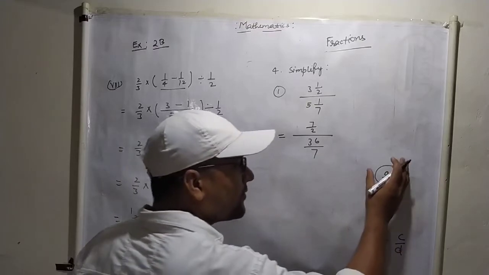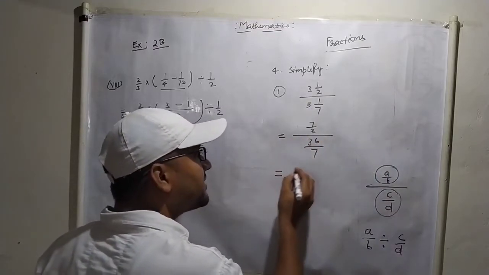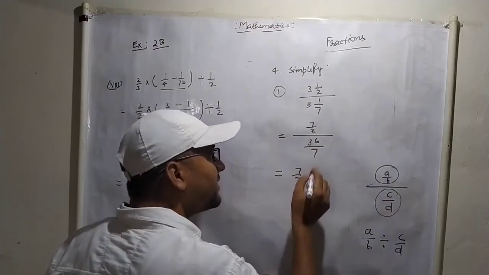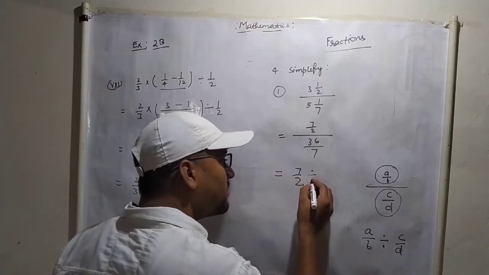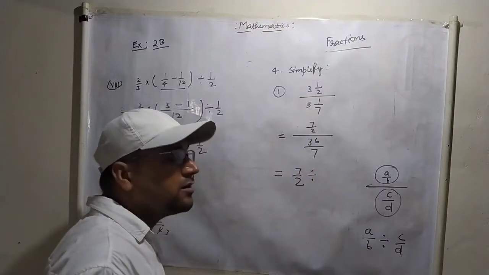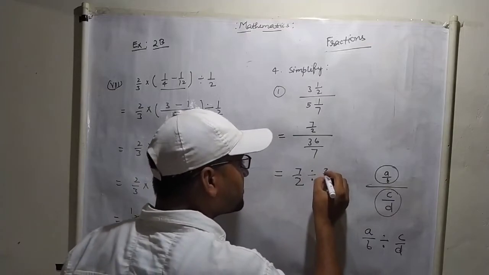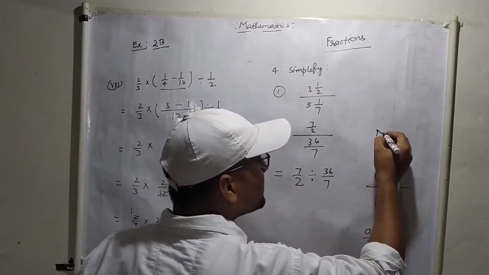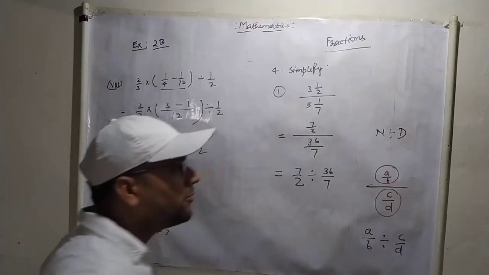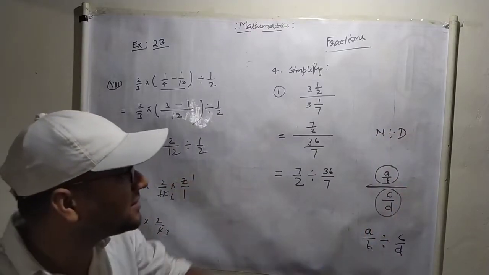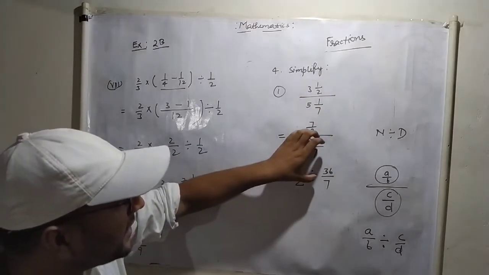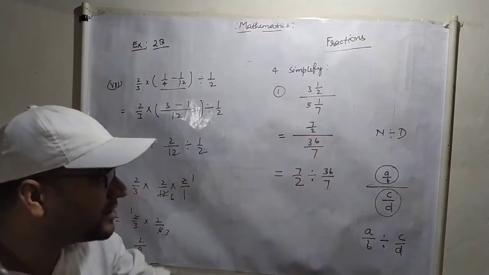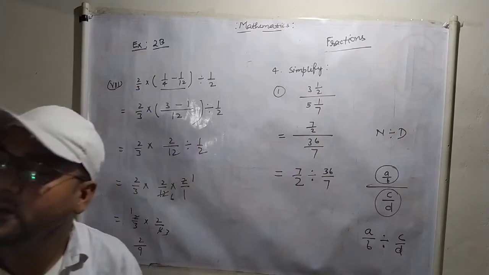Understand or not? First fraction, first one you will write it like that, 7 by 2, and this upon change into a division. This upon change into a division and write the second fraction, 36 upon 7. Write this denominator. Numerator divide by denominator. Same as it is, I have written this numerator 7 upon 2 and denominator 36 upon 7 and this upon change it into a division sign.